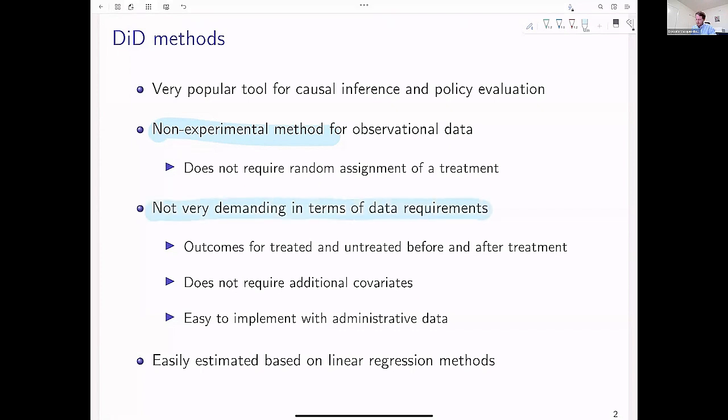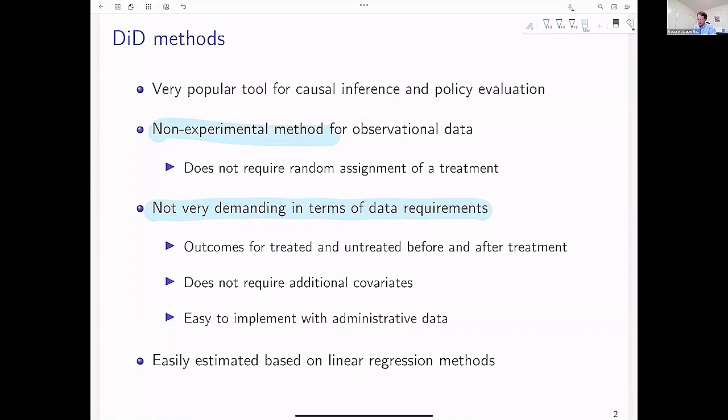Reason number two is that it's not very demanding in terms of the data that it requires. In its simplest setup, of course, the more data you have, the better, always. But in the simplest setup, a diff-in-diff requires basically observing some outcomes over time for a group that is affected by the treatment and a group that is not affected by this treatment, before and after the treated group is actually affected. In fact, in the most minimalistic case, you need about four data points to be able to estimate a treatment effect using diff-in-diff.